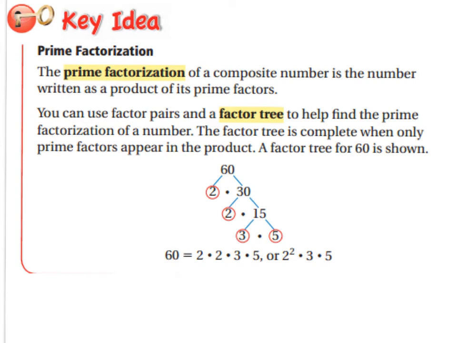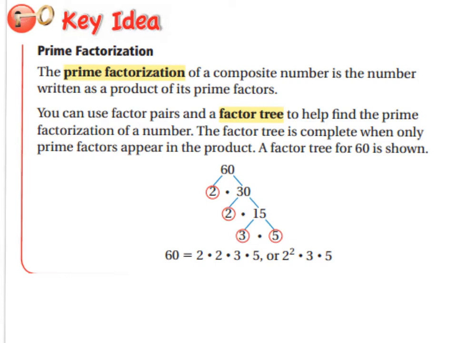Key idea for the prime factorization. The prime factorization of a composite number is the number written as a product of its prime factors. You can use factor pairs and a factor tree to help find the prime factorization of a number. The factor tree is complete when only prime factors appear in the product. A factor tree of 60 is shown.